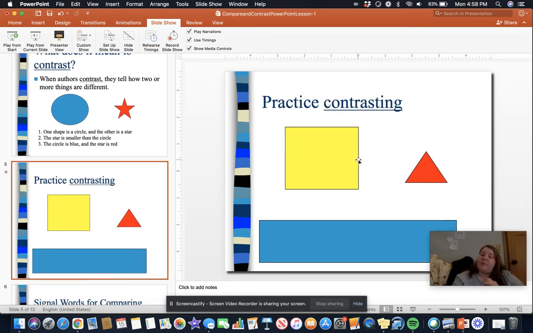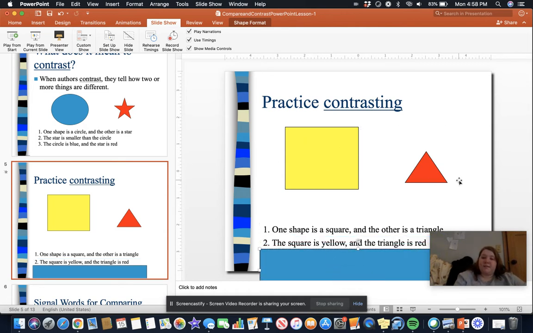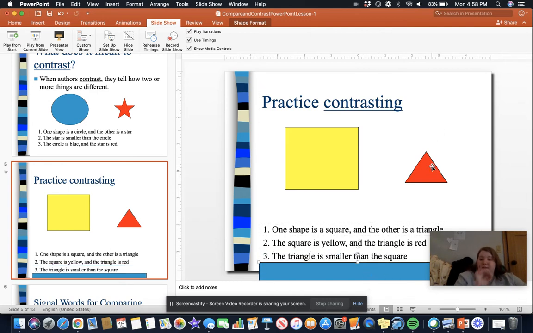So go ahead and practice contrasting these two objects right here, and I will give you some time. Okay, so one thing that we can notice about how they are different is that one object is a square and one object is a triangle. So that is something that is different about these two. Another thing is that the square is yellow while the triangle is red. And we can notice that the triangle is smaller than the square. These are all things that are different about these two objects.